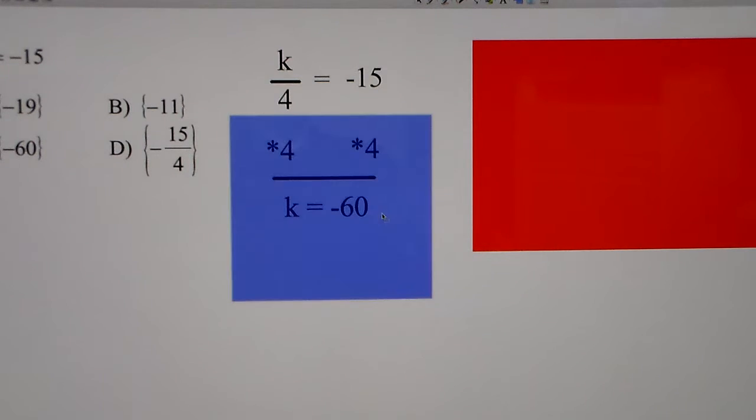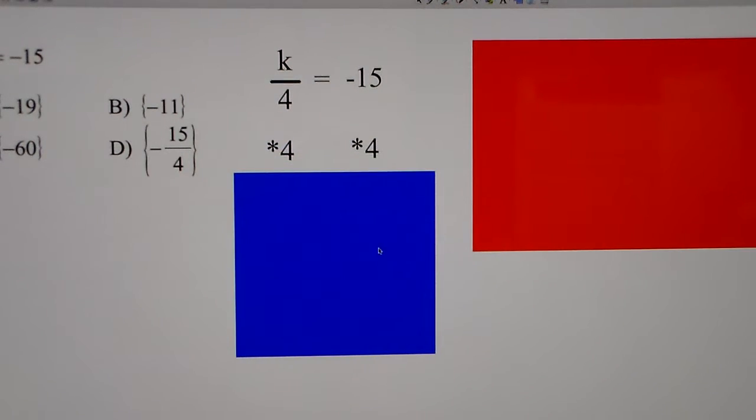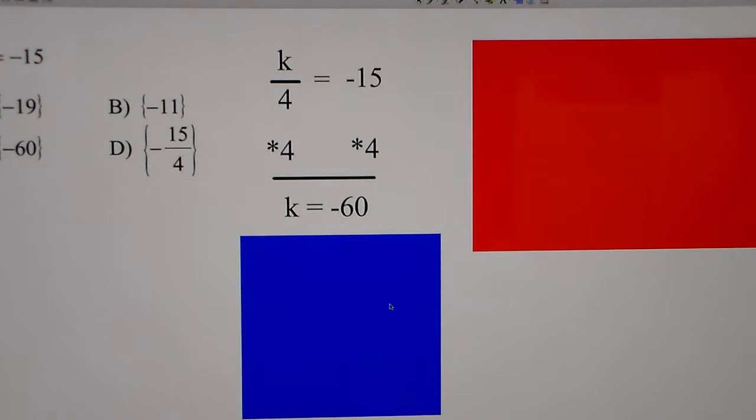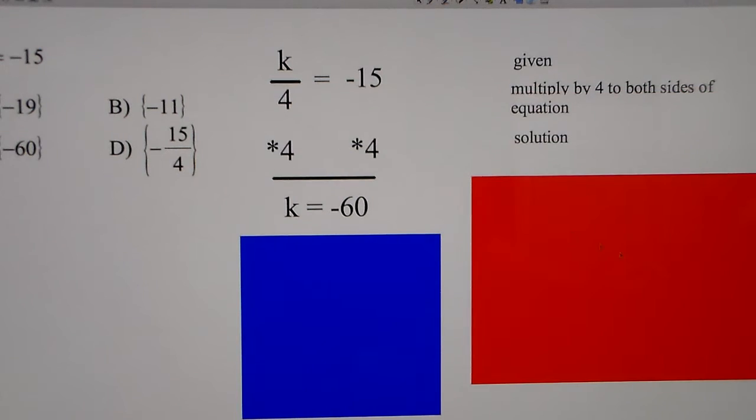k divided by 4 equals negative 15. We multiply by 4 to both sides of the equation, and we get k equals negative 60. Because the opposite of divide by 4 is times 4. That's why we multiplied by 4 to both sides of the equation.